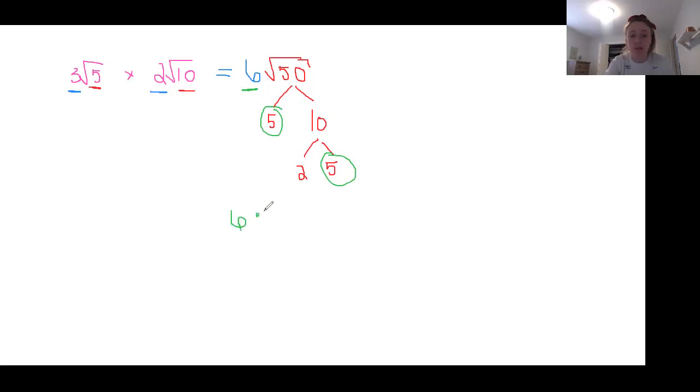I know I can take a 5 out front, and then this 2 is by itself, so it stays in the square root. 6 times 5 is 30. So I get 30 square root 2 as my final answer. All right. So that is how we would do a problem like that. I want to go over one more problem. It's pretty similar to this, but it's kind of some different notation, but we have seen it before.